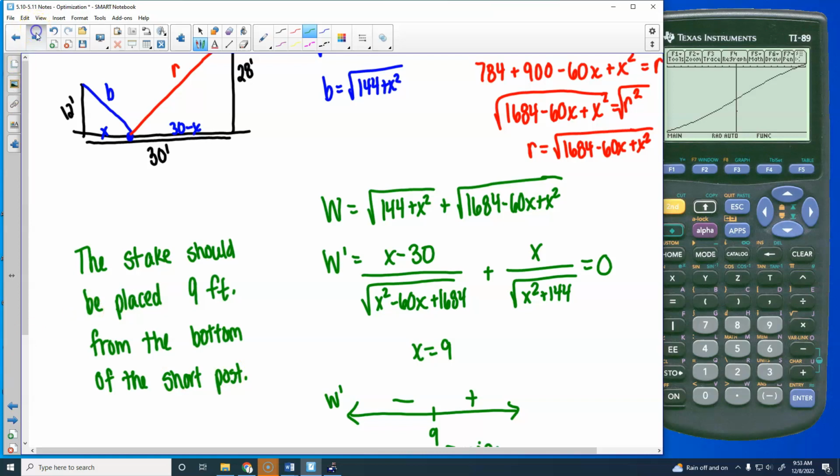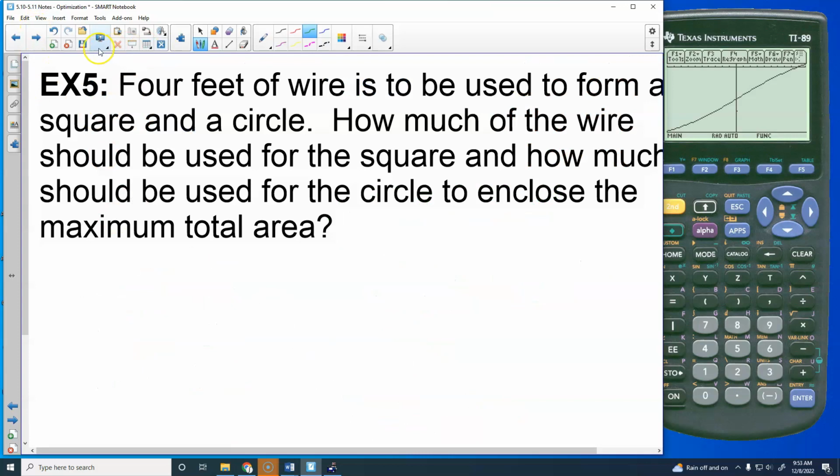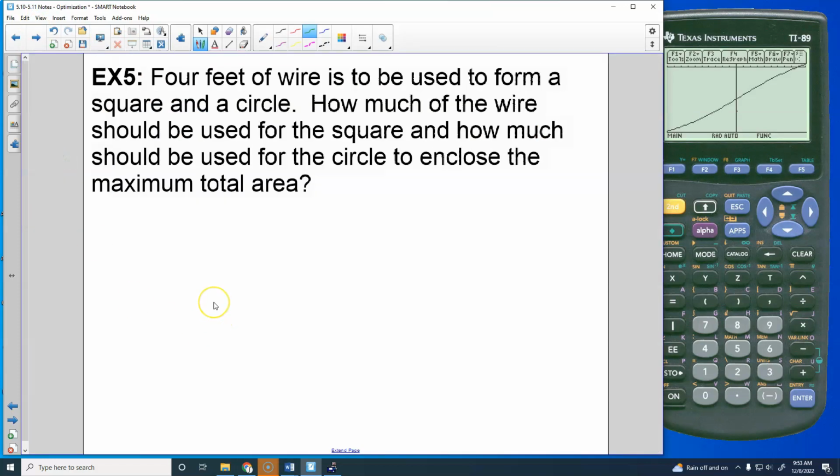All right. I got one more I want us to look at. All right. 4 feet of wire is to be used to form a square and a circle. How much of the wire should be used for the square and how much should be used for the circle to enclose the maximum total area? 2 and 2. Okay? So, we got a square. We got a circle. And with the square, I want to know one side of the square, right? And then with the circle, I'm going to call that the radius.